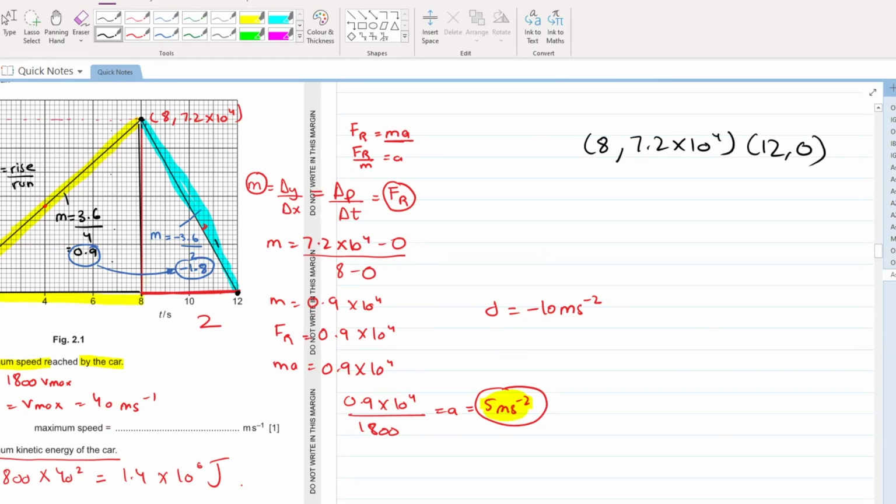I have taken these two black points on the blue graph. Can I calculate the change in Y over change in X? Yes, change in Y over change in X is what? 0 minus 7.2 into 10 raised to the power of 4 divided by 12 minus 8. Can anyone calculate the gradient here भाई?